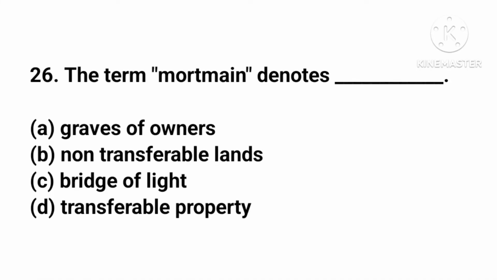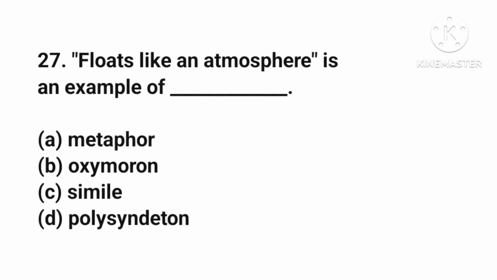Now question number 26. The term automne, which we know is a French term, denotes dash. Option A, graves of owners. Option B, non-transferable lands. Option C, bridge of light. Or option D, transferable property. Hey, you're correct again. The term automne denotes non-transferable lands.